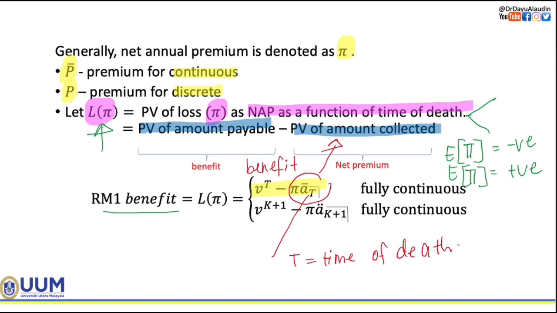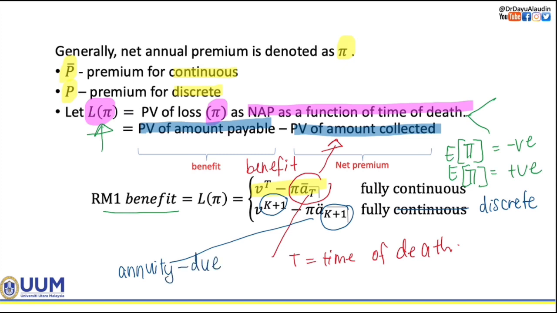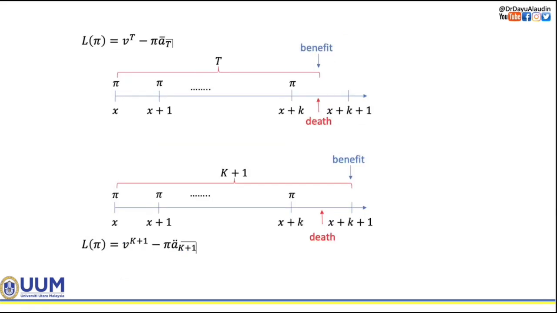So this is for the discrete case. For the discrete case, the benefit is paid at the end of the year. So T becomes K plus 1. And we use annuity due since we start paying the premium at age X, or T equal to 0. So we will go to the timeline to see it more clearly. The first one is for the continuous case, and this is for the discrete case.